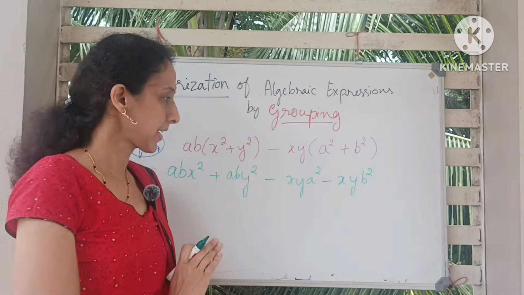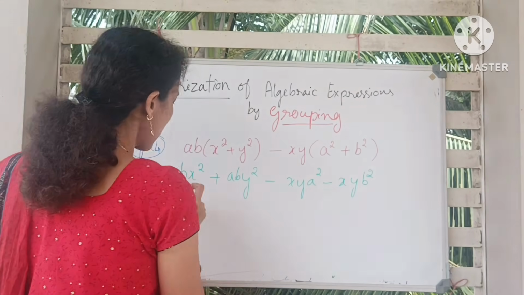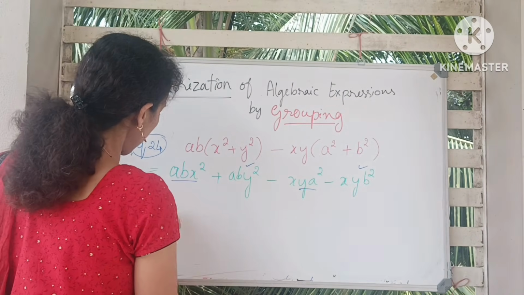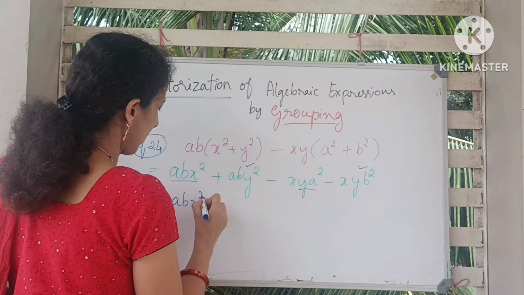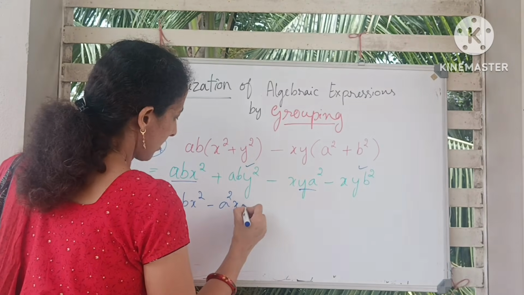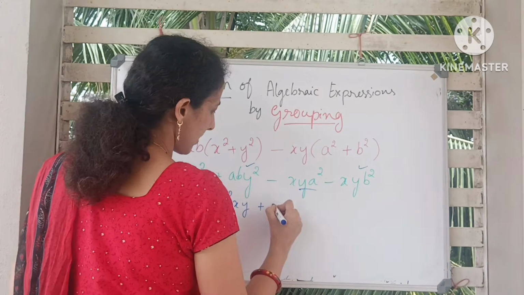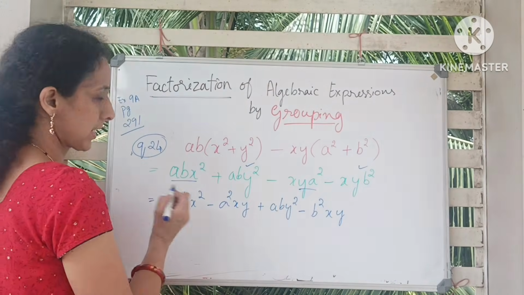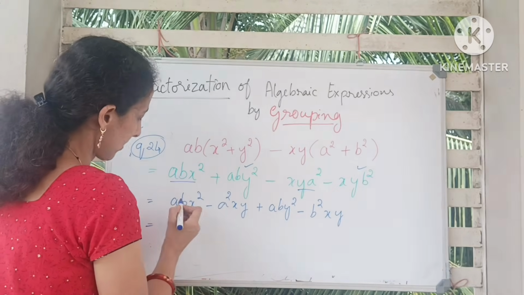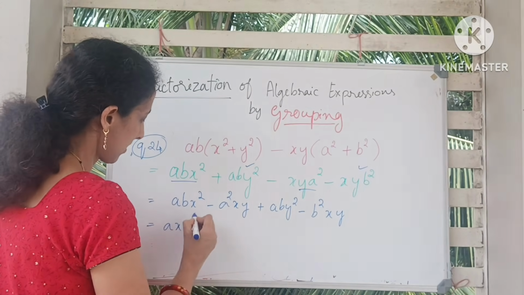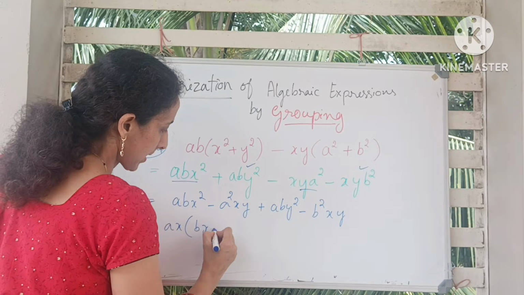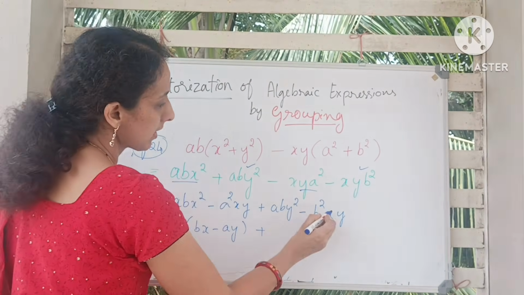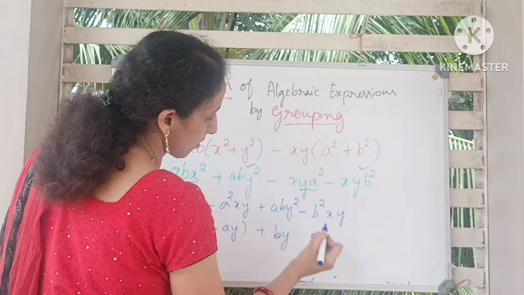So here let's see if we can group similar things. So here I can group these two and these two and see what happens. ab x square minus, I'll write it as a square xy plus ab y square minus b square xy. Now I can see we have new common factor, that is a and x. Here we are left with bx inside the bracket minus ay inside the bracket. Here again we can see b is a common factor and y is also a common factor.